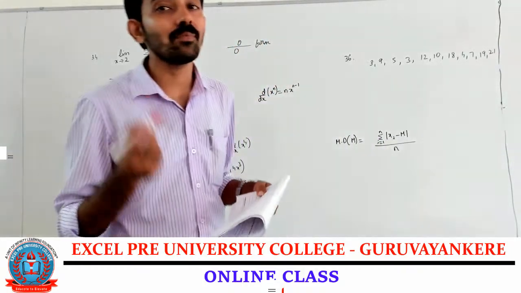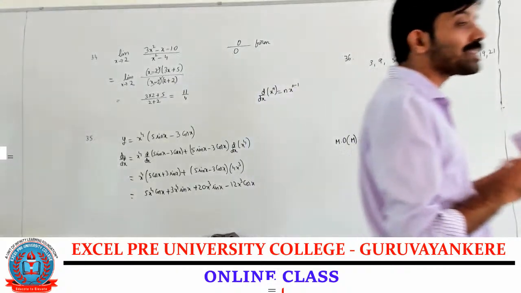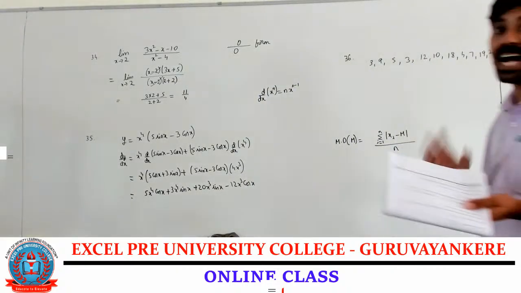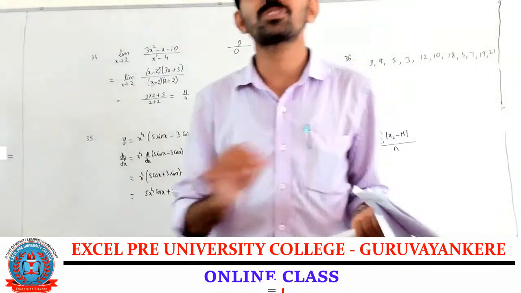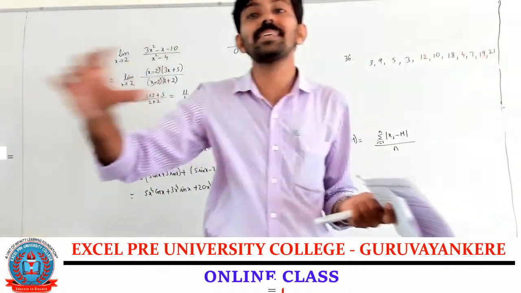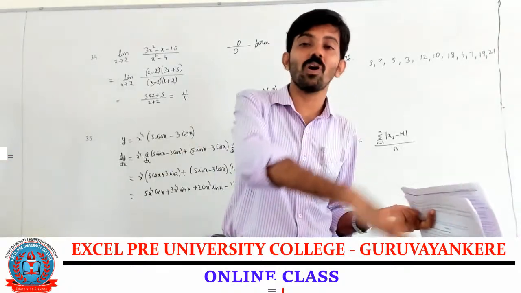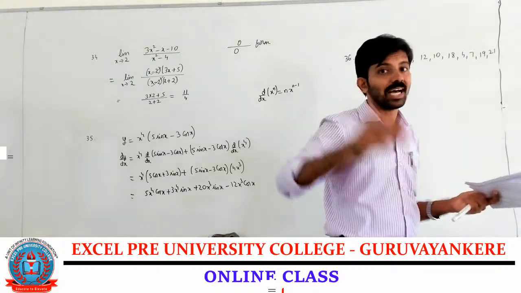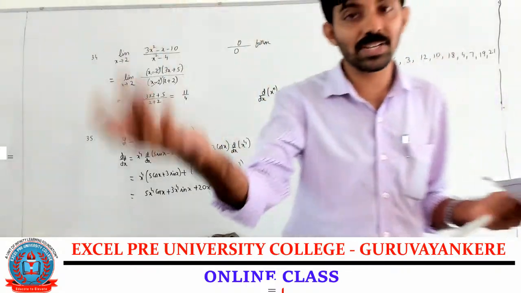How to find the median? Median is the middlemost observation. Mean is the average value, denoted by x bar. Median is the middlemost value. You have to arrange the data in the increasing order, that is smallest to largest, the ascending order.